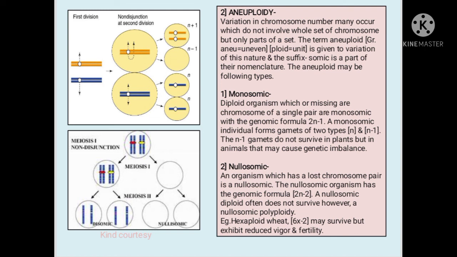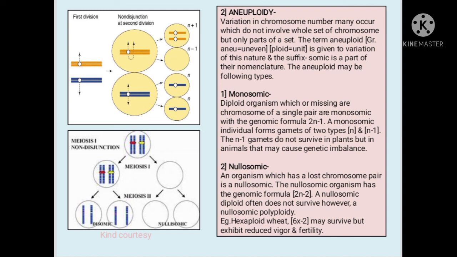First of all, we will see the monosomic, that is the diploid organisms which are missing one chromosome of a single pair are monosomic, with the genomic formula 2N minus 1. A monosomic individual forms gametes of two types, N and N minus 1. The N minus 1 gametes do not survive in plants, but in animals they may cause genetic imbalance.